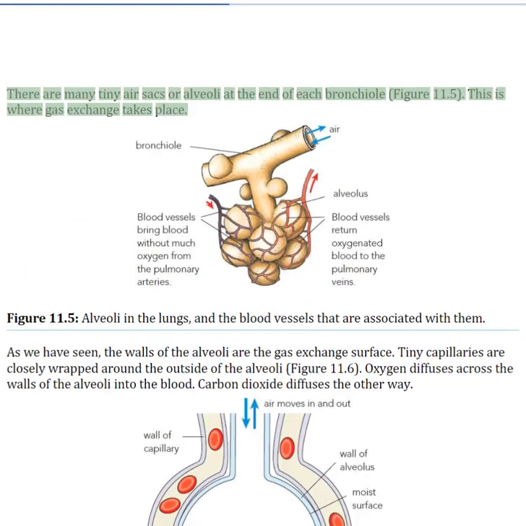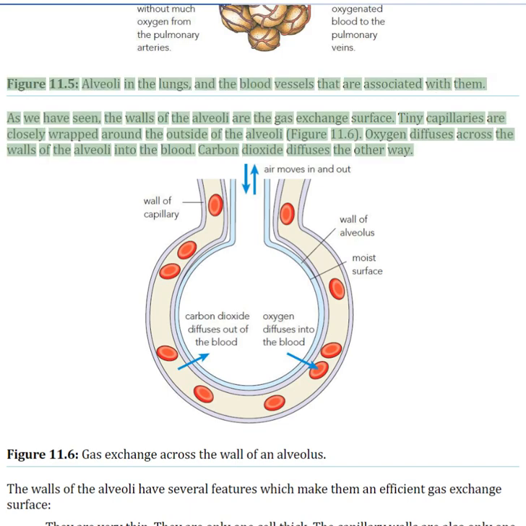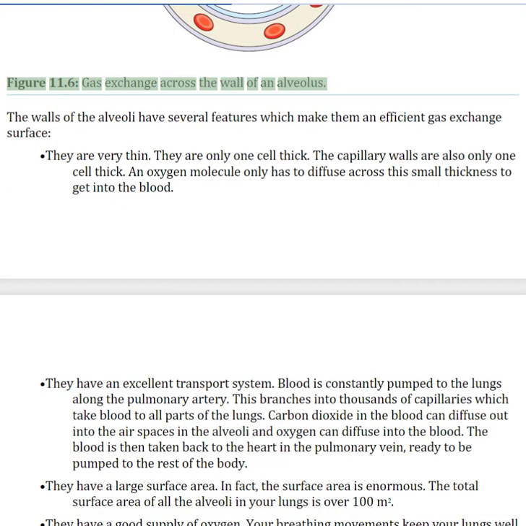Alveoli. There are many tiny air sacs or alveoli at the end of each bronchiole. This is where gas exchange takes place. Figure 11.5, alveoli in the lungs, and the blood vessels that are associated with them. As we have seen, the walls of the alveoli are the gas exchange surface. Tiny capillaries are closely wrapped around the outside of the alveoli. Oxygen diffuses across the walls of the alveoli into the blood. Carbon dioxide diffuses the other way. Figure 11.6, gas exchange across the wall of an alveolus.